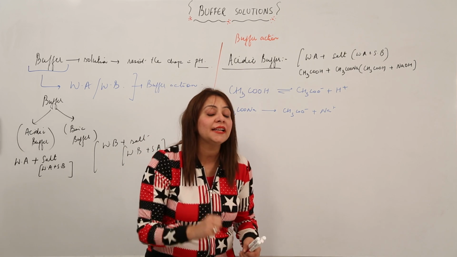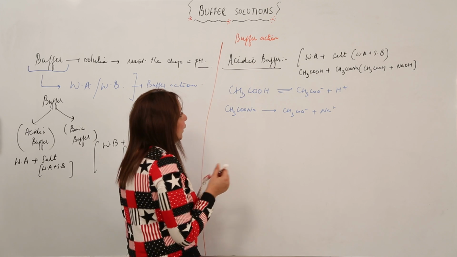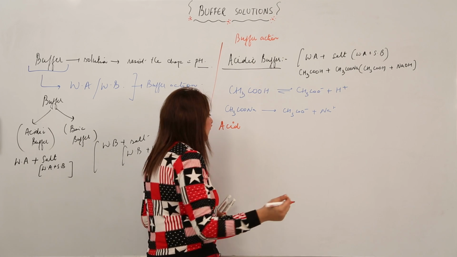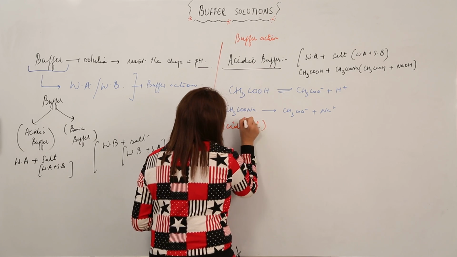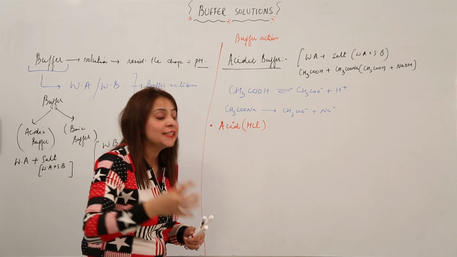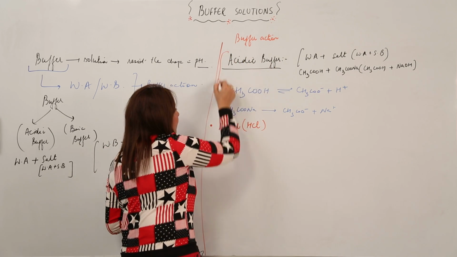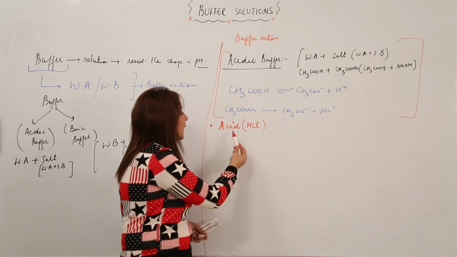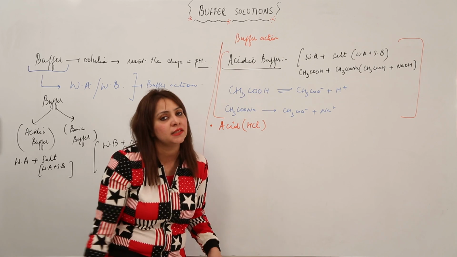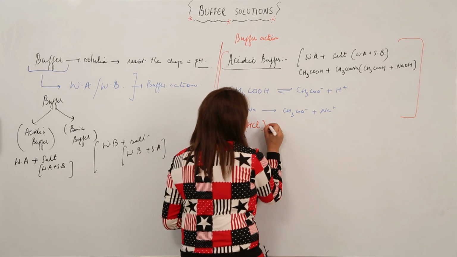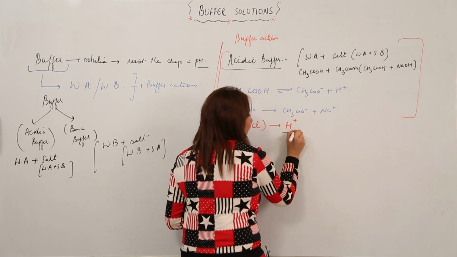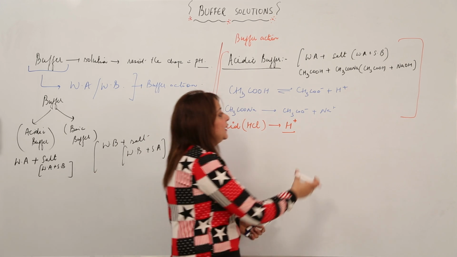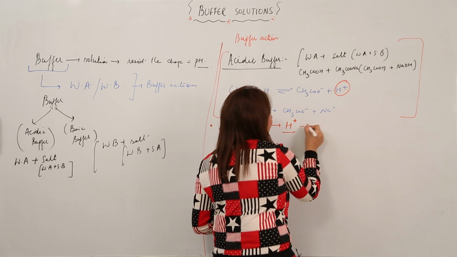Now we are going to see how it resists the pH. First I am adding an acid to it, suppose a few drops of acid, for example HCl, right? So I am adding HCl externally to this solution which already contained these things. This acid will give hydrogen ions. Then what will this hydrogen ion do? It will increase the hydrogen ion concentration and it will affect the pH.